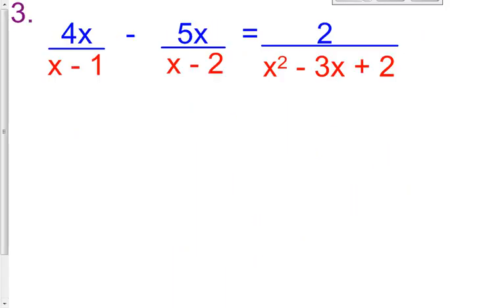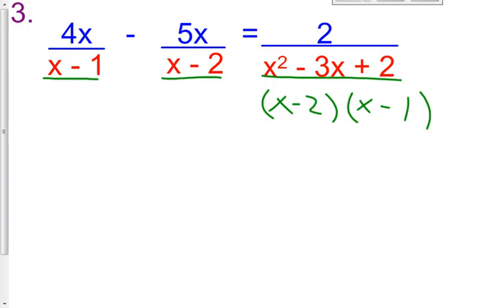On this one, we have to know what all of our factors are. Because this is a trinomial, let's factor this to find all of our factors. So this turns into x minus 2 times x minus 1. So our factors are x minus 1 here, x minus 2 here, and both of them there. So our least common multiple, or our common denominator, is going to be x minus 2 times x minus 1. It's just these two multiplied by each other.